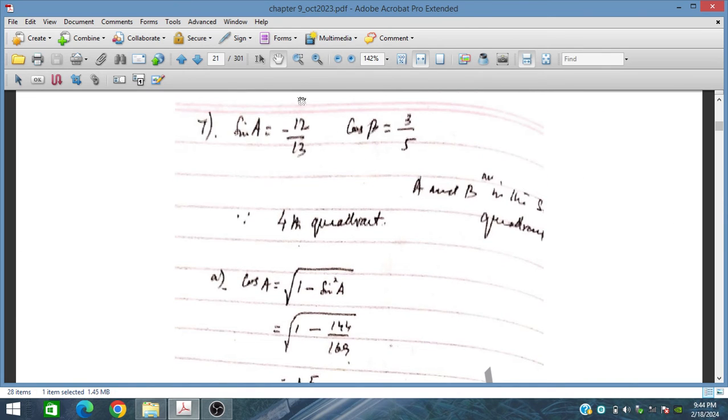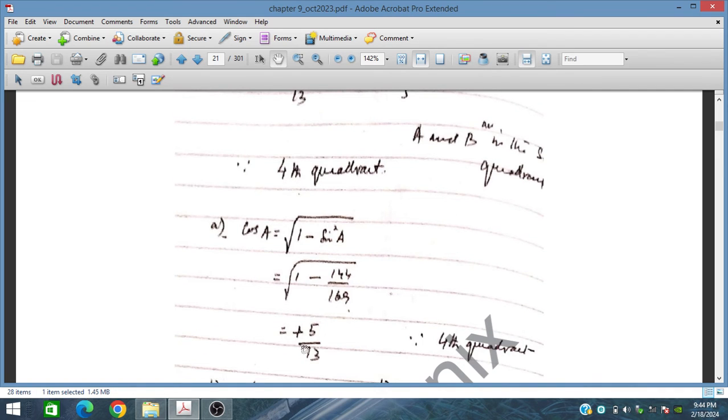Here we have sine A is equal to minus 12 upon 13 and cos B is equal to 3 upon 5, and A and B both are lying in the same quadrant. So from looking at this, cos is positive in the fourth quadrant while sine is negative in the fourth quadrant. So from this information we can assume this is in the fourth quadrant. So cos A is equal to the square root of 1 minus sine square A, and from here we have 5 upon 13, and we will take this positive because it lies in the fourth quadrant.